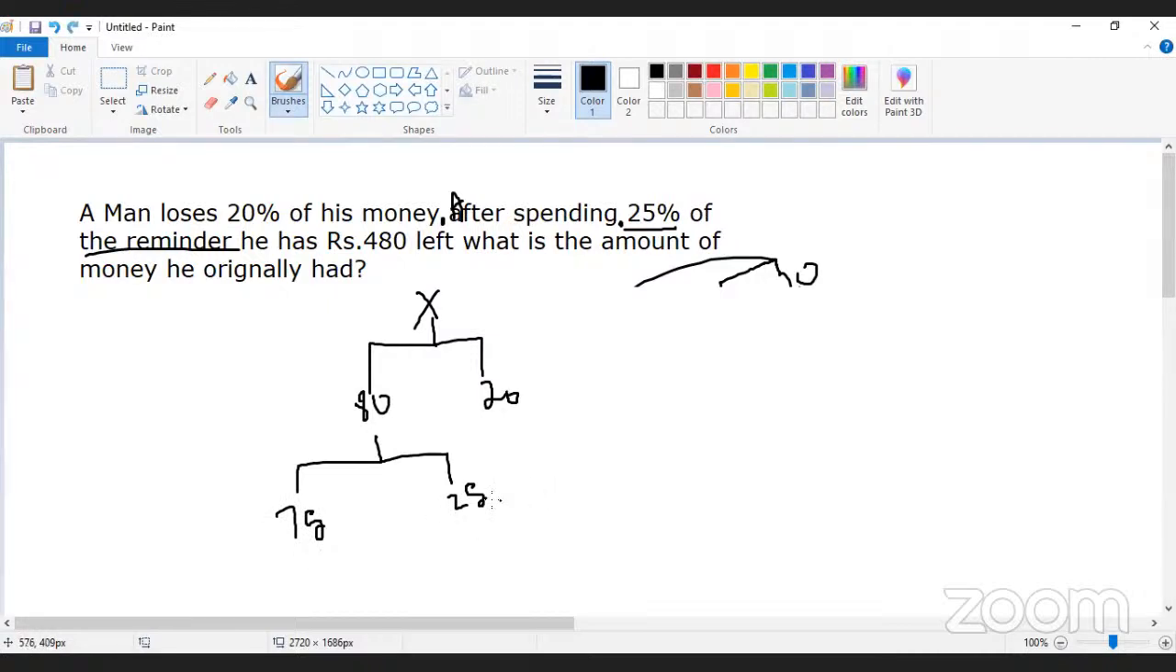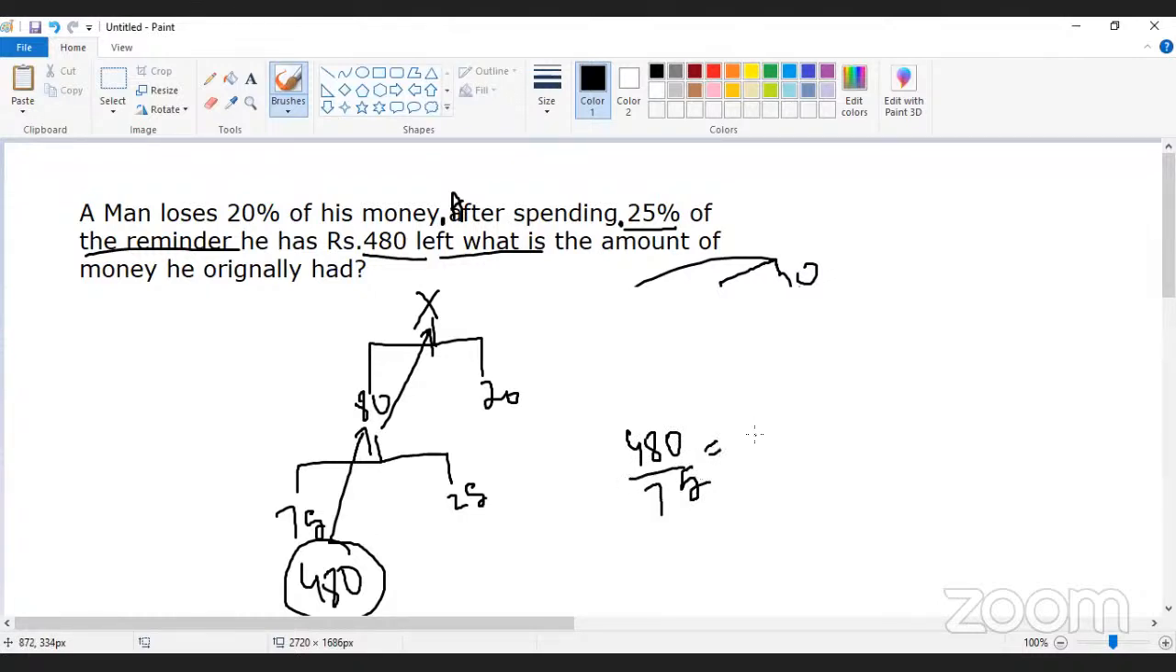If 25% of this amount is spent, in the remaining I have 480. Okay, the remainder I have is 480. Then I will find the 100% of it. Then from here again I'll go to the 100% of it. Are you getting it? 480 was the left money. So 480 times 100 is 48,000. Okay, so this is of 75, and finding the 100% of it, then X.